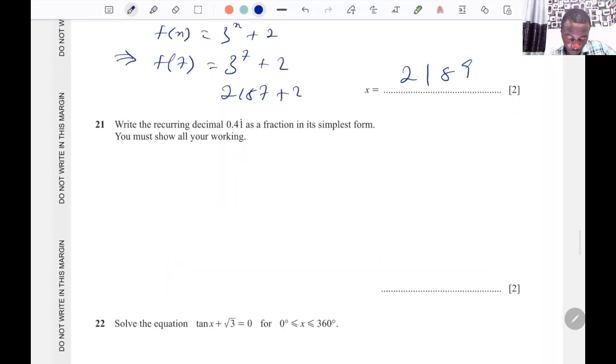Question number 21 says, write the recurring decimal as a fraction in its simplest form. You must show all your working. So first of all, let's take x to be equal to the value of 0.41 dot. This dot over the 1 means it is the one that is recurring. So this is equivalent to writing x equals 0.411111 up to infinity. So let's multiply by 10 on both sides since we have one recurring digit here. So I have 10x equals what?